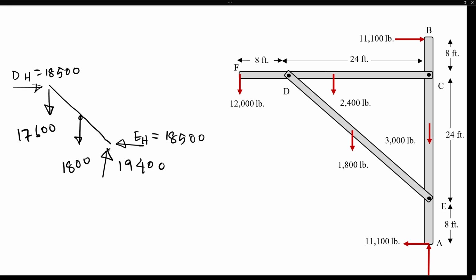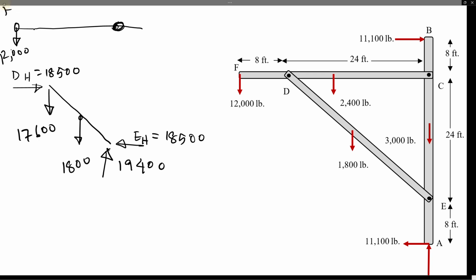We also would like to redraw the CDF member. So now we are almost done with this problem. The CDF member at point C, here we got the 12,000 pounds, and then the weight of the member. So let's say this is our C, this is F, this is D. So at D, DV was in the upward direction for the CDF member.